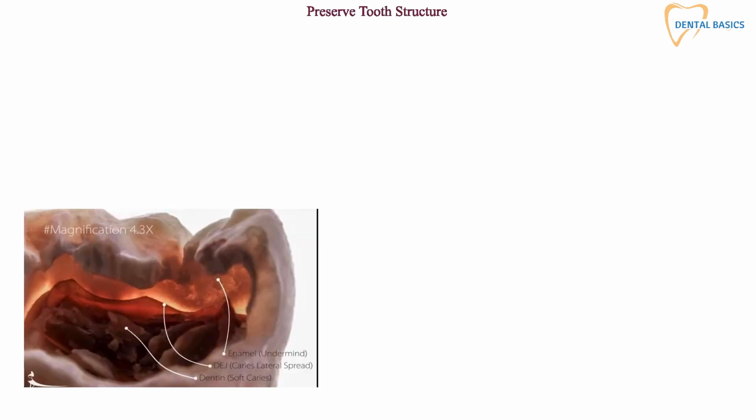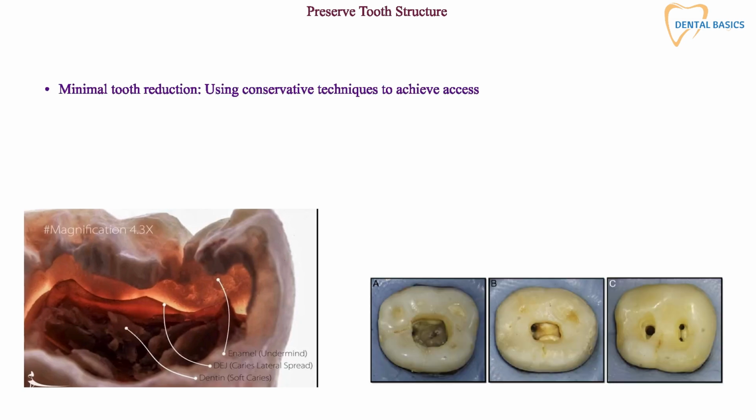While it's essential to gain access, it's equally important to conserve as much tooth structure as possible. Excessive removal can weaken the tooth and increase the risk of fractures. Minimal tooth reduction, using conservative techniques to achieve access. Smooth cavity walls, reducing stress concentration and preventing fractures.